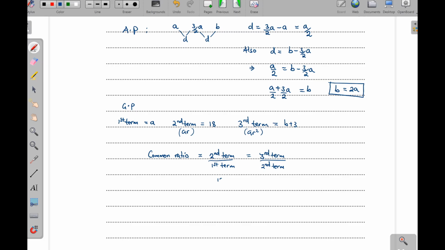So the second term is 18. The first term is A. The third term is B plus 3. Then over the second term, 18. So when I cross multiply, 18 times 18, I think that is 324. Then this one is equal to A into B plus 3, not so? Now our B is 2A. So we shall have 324, which is equal to A into 2A plus 3. So 324, when you open the brackets here, you have 2A squared, then plus 3A.